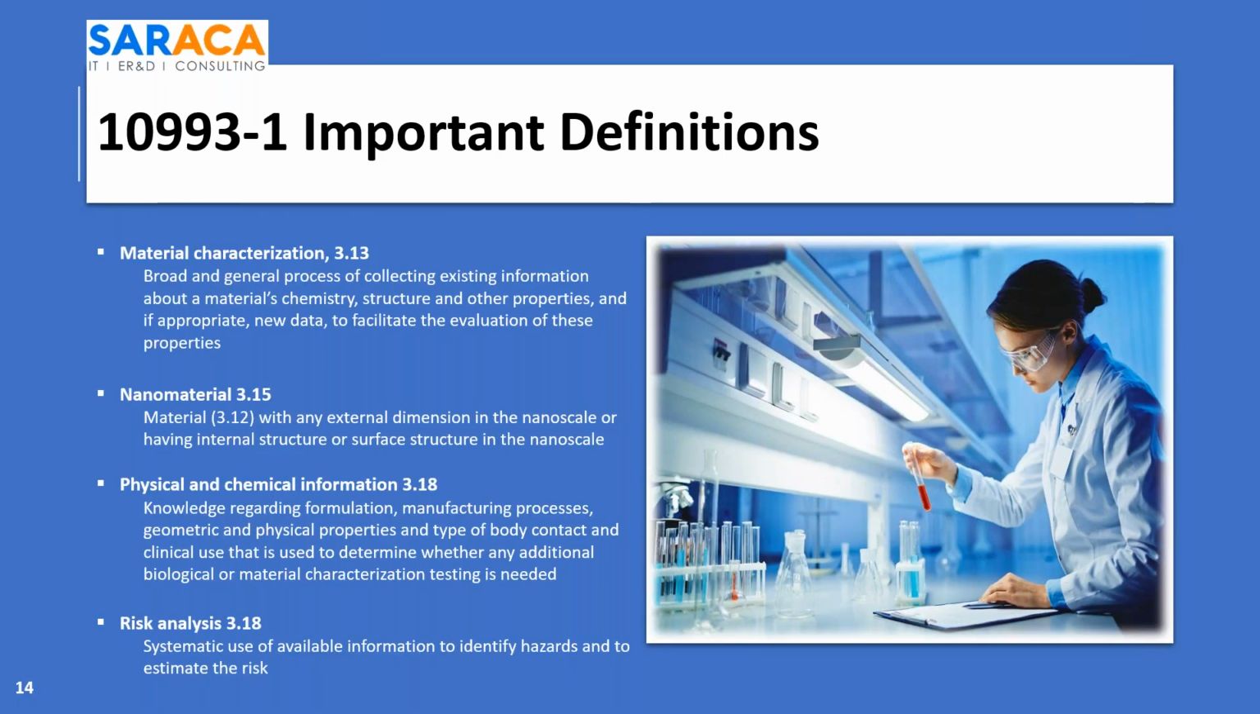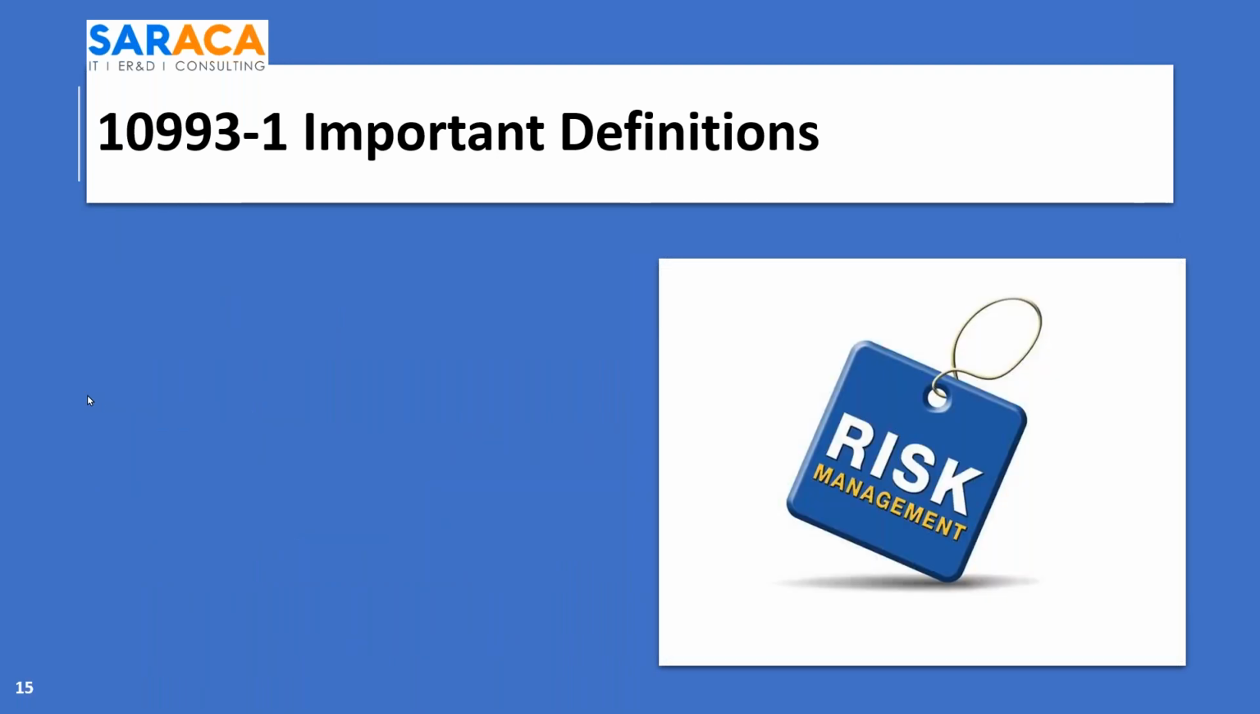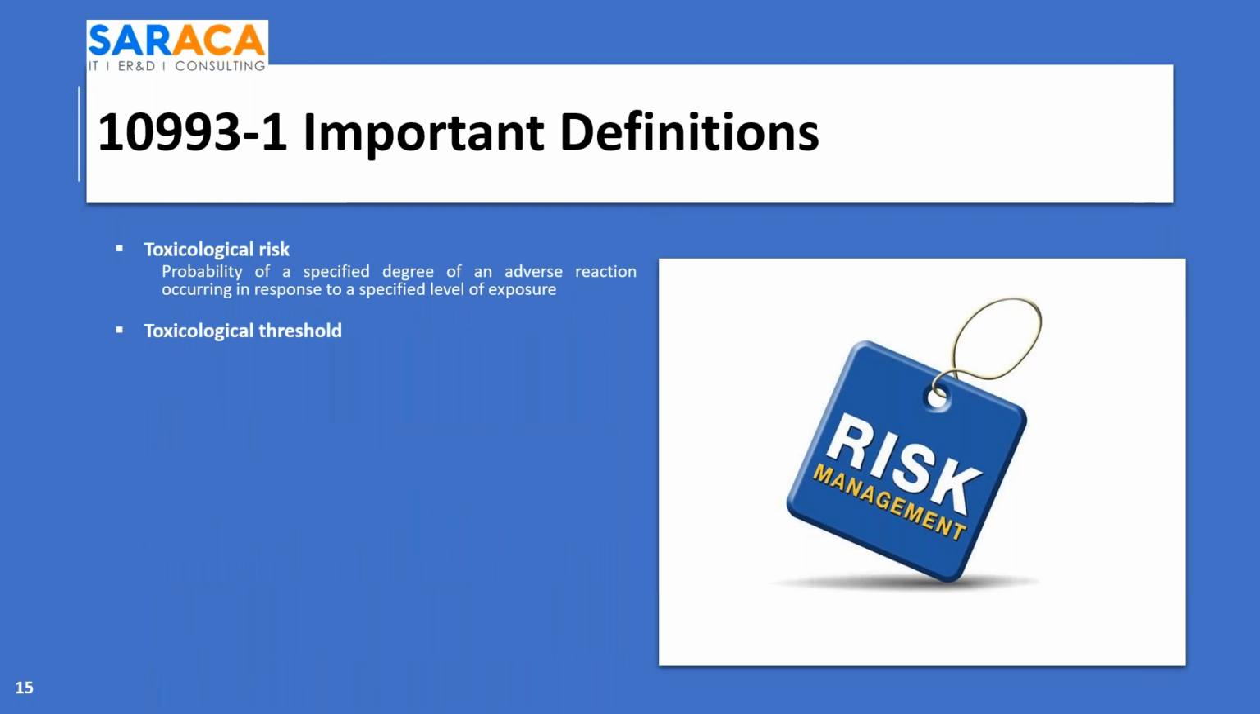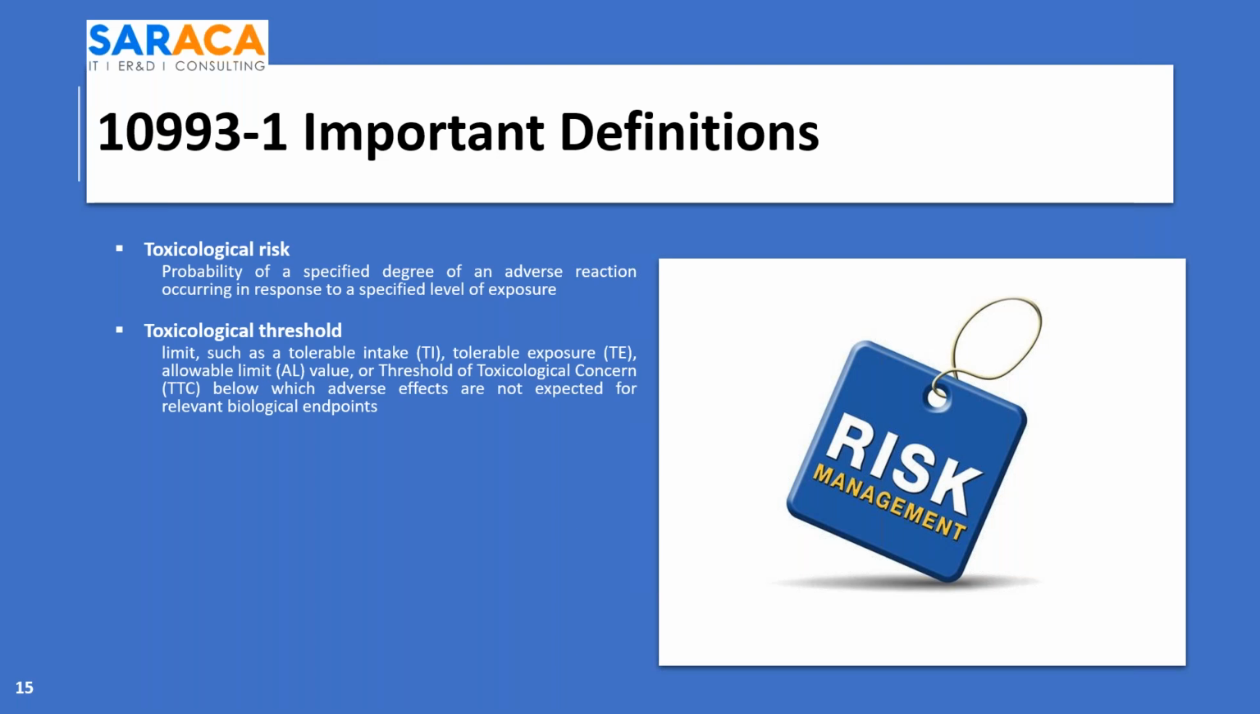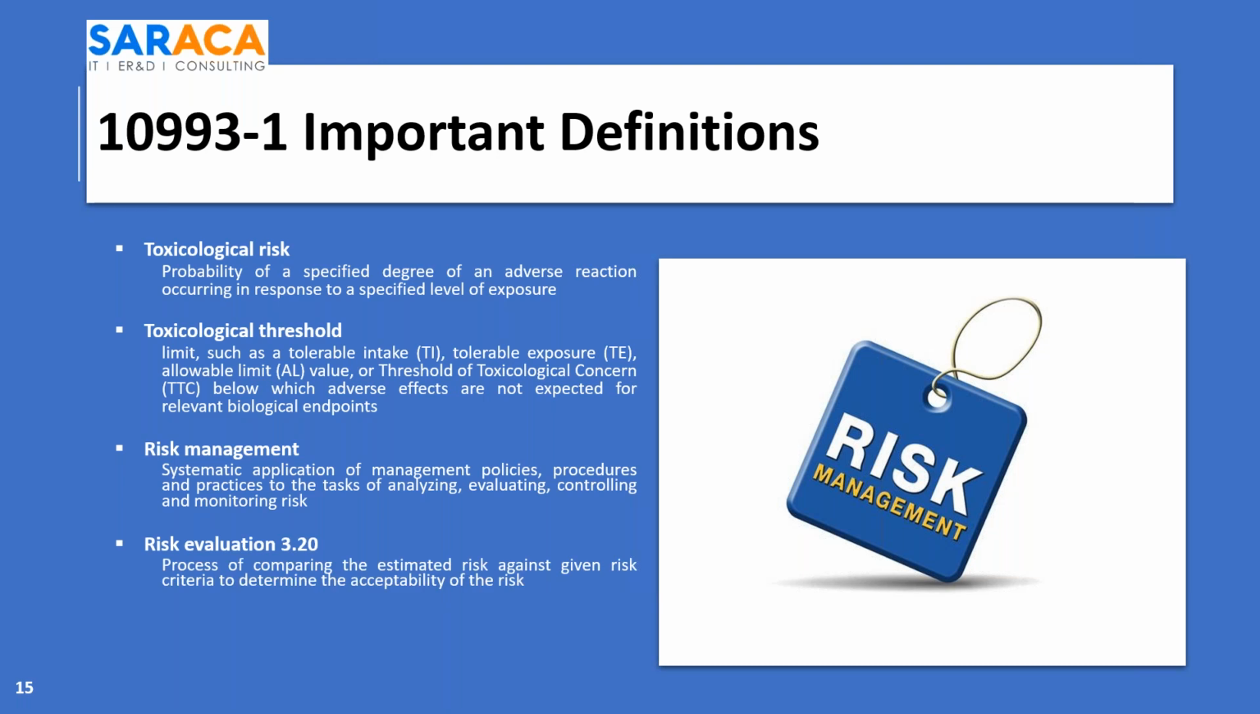Risk analysis comes right out of 14971: systematic use of available information to identify hazards and to estimate the risk. Toxicological risk is the probability of having a specified degree of an adverse reaction occurring in response to a specified level of exposure. A toxicological risk limit, such as a tolerable intake, tolerable exposure, allowable limit, or threshold of toxicological concern, is a level below which adverse effects are not expected for relevant biological endpoints. Risk management is the systematic application of management policies, procedures, and practices to the task of analyzing, evaluating, controlling, and monitoring risk. Risk evaluation is a process of comparing the estimated risk against given risk criteria to determine the acceptability of the risk, and risk assessment is the overall process.